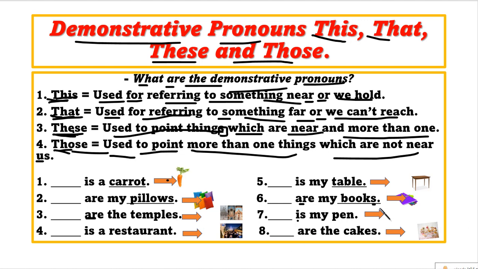Number 8, the last number: blank are the cakes. The cakes, you see here, are far away. And we have are for the plural. So what do you think the answer is here?